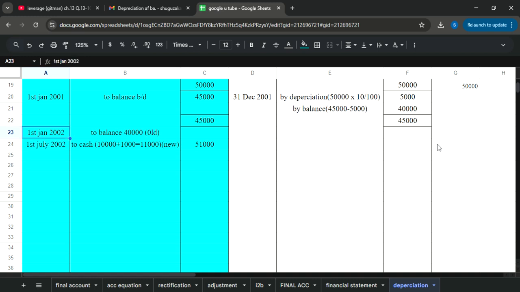So we have got two machinery, old machinery from 1st January and new machinery from 1st July. Since we have two assets, there will be two different depreciations and two different balances. Date would be the same, 31st December 2002, and here you will charge depreciation, but for old.